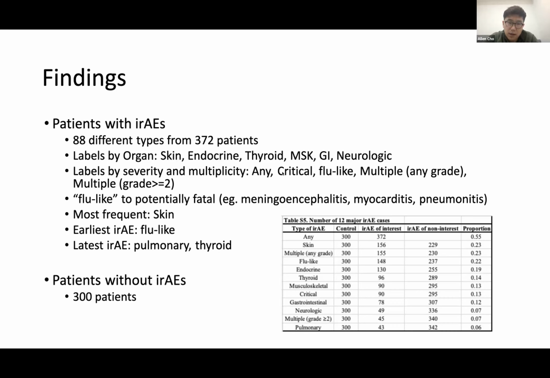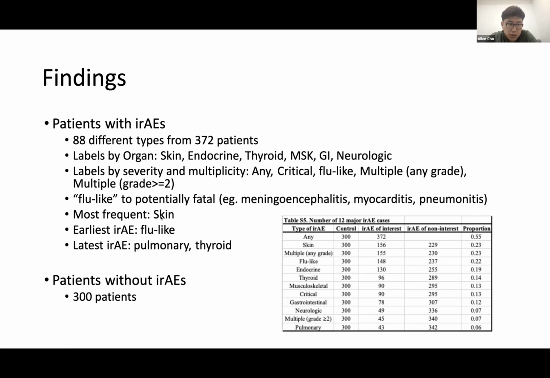And the critical side effects, there were quite a few, but these were life-threatening adverse effects, such as adrenal insufficiency or meningoencephalitis or myocarditis, pericarditis, things like that. And then the flu-like symptoms, as we all know, is just fever, sweating, fatigue, arthralgia. And then yes, we had the multiple where there were any grades or a grade of 2 or higher.